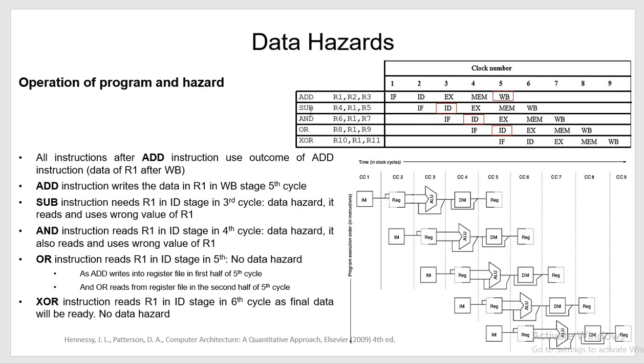But what is the requirement of the second instruction? The sub instruction needs the data of R1 in the third cycle. The data hazard will occur. Why? Because if it reads whatever data is present within R1 and considers it as the required operand, it will give us the wrong result. So that is why the hazard will occur here. Similarly, for the AND operation as well, if the instruction reads the data during the fourth cycle, then again it will create the problem and give us the wrong result.